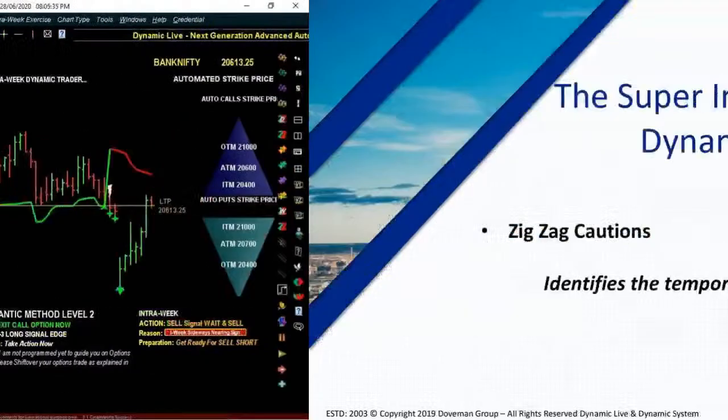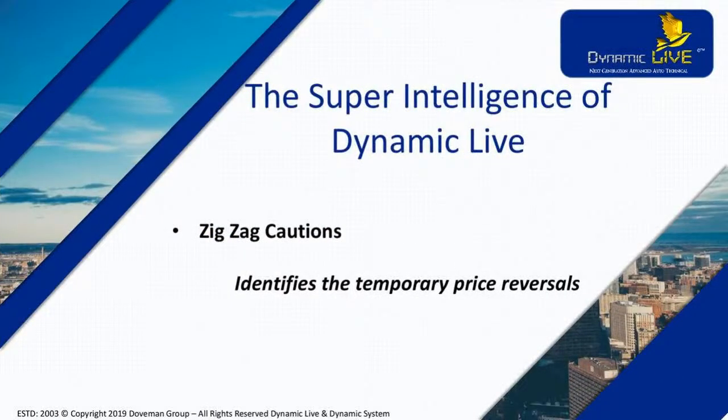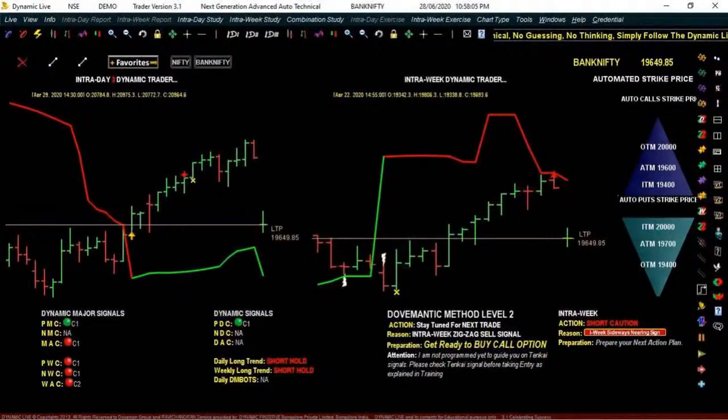So not only this, even when the price keeps moving up and down, all the temporary price reversals are identified by these zigzag cautions. Now, how does it do this? Let's have a look. As you can see, the price has been continuously increasing for more than 2 days, and as it keeps on increasing, when it is making a new high, right at the top there is a zigzag caution, the red symbol here. Whenever a zigzag caution appears, it means get ready, the price is about to reverse.